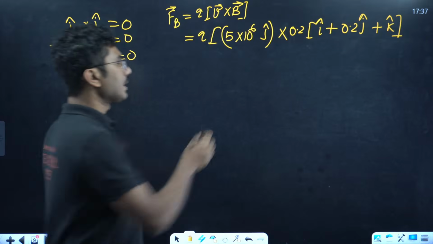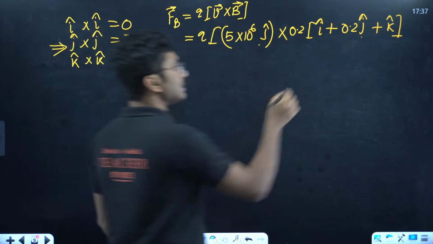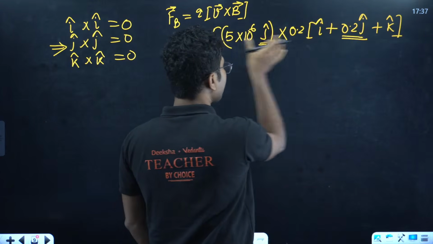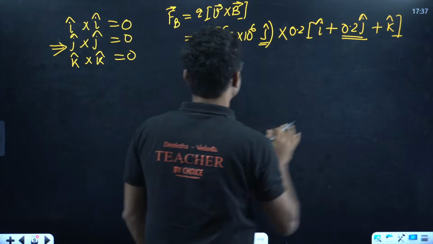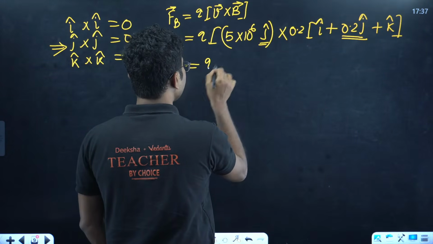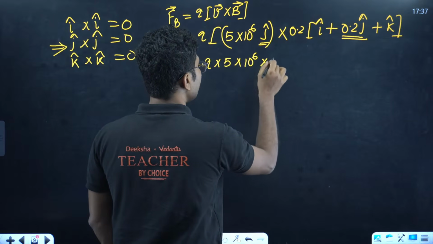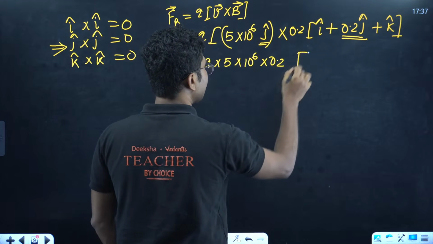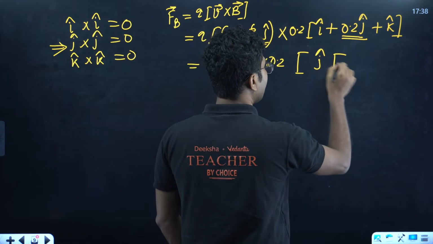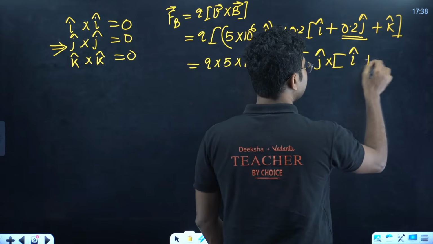So here this J cap and this J cap will be 0. So we do not need to consider this term at all. This is J cap, this is also J cap, so their product should be 0. So let's take all the constants outside. Q into 5 into 10 to the power of 6 into 0.2. They are all constant, so it will come out. So here we have J cap cross product I cap plus K cap.